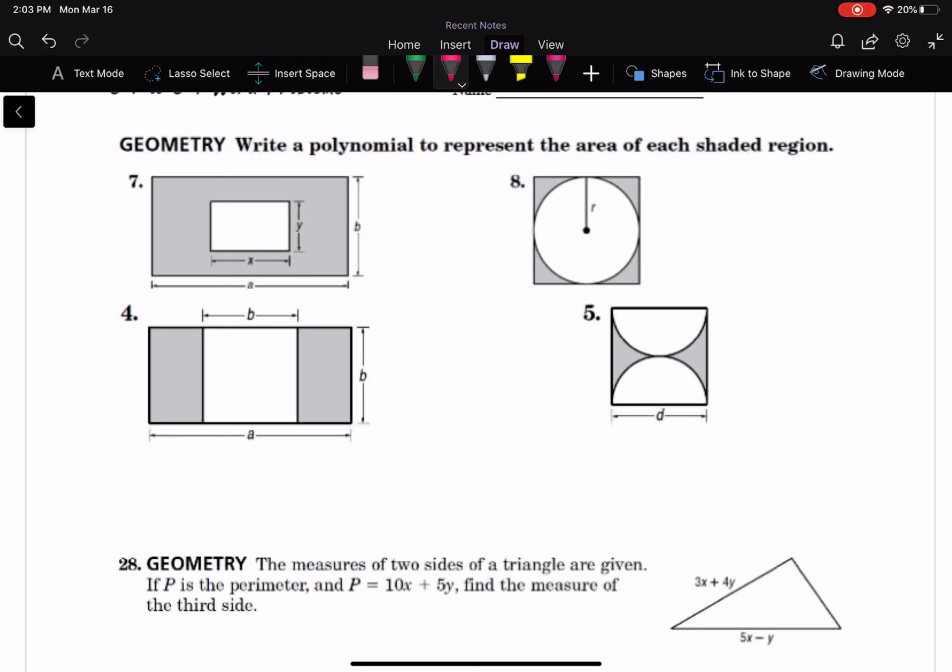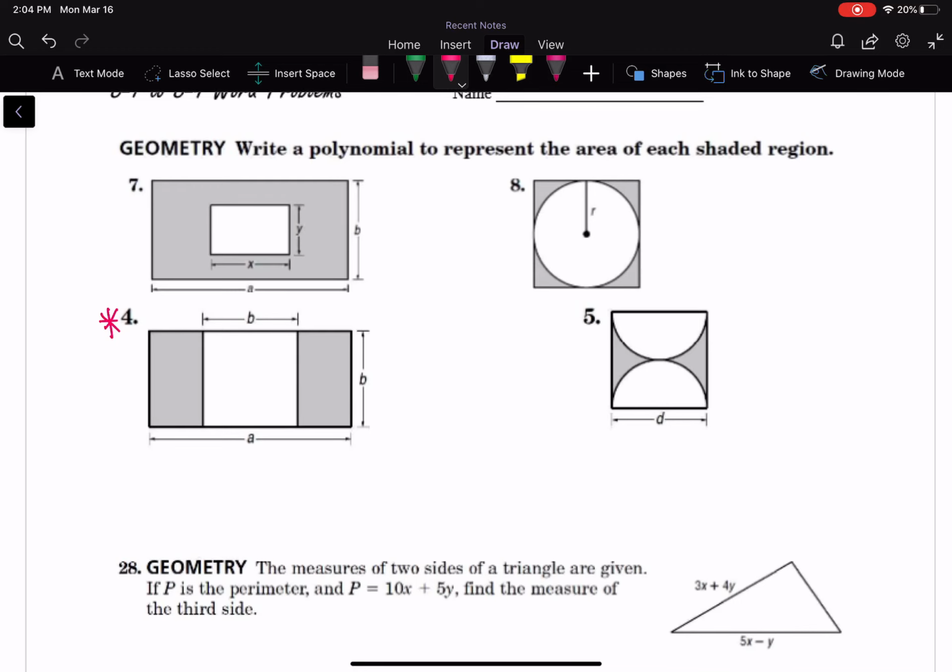I'm going to show you number 4. And number 4, we have a big rectangle. The dimensions are A and B. And then inside the rectangle, the two sides on either side have been cut off. And this shape is actually B on one side and B going down. Therefore, it is a square.